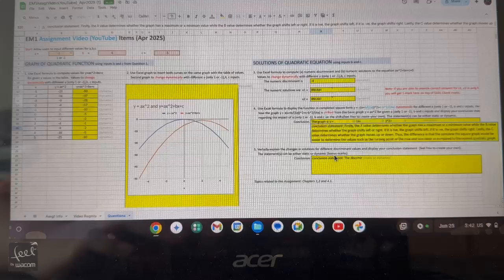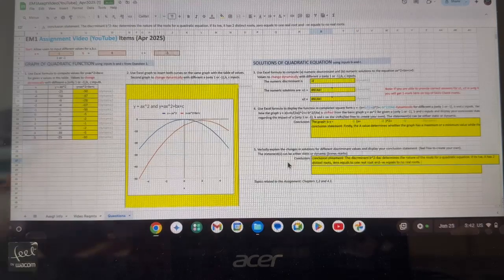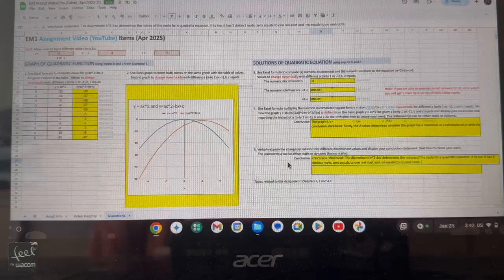For question 5, they ask us to explain the changes in solutions for different discriminant values and display my conclusion. For my conclusion, the discriminant b squared minus 4ac determines the nature of the roots for a quadratic equation. As both equations given are quadratic, this would be the same.